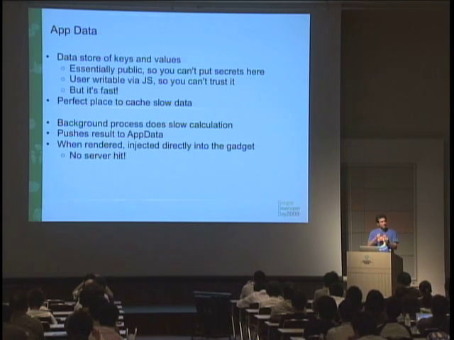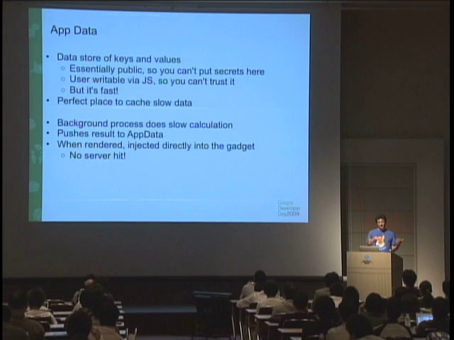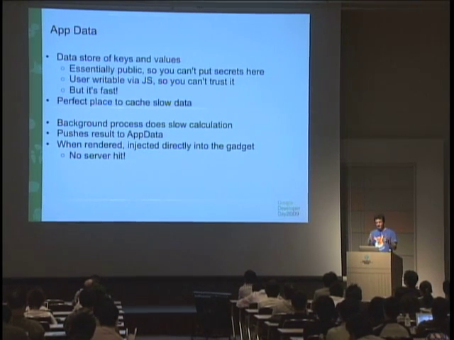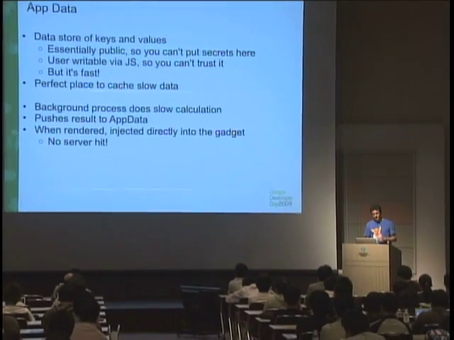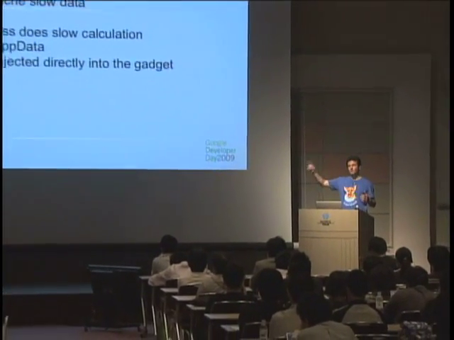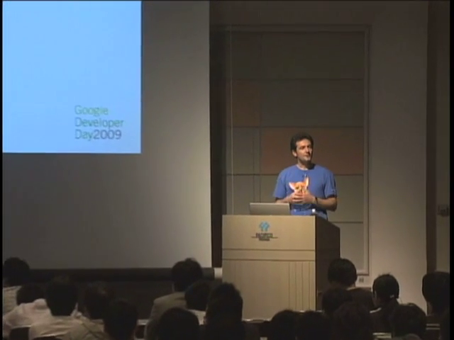So with app data, you can store key value pairs in there. But the thing is, it's quite public, so you cannot put secrets in there. It's user writable via JavaScript, so you can't really trust it, but it's really fast. So it's a great place to store some slow data. And then you can have a background process that does some slow calculation on the server side. When it's finished, it uses the REST API to populate the app data. And then when your gadget is rendered, it can just get access to the app data directly. There's no server hit.